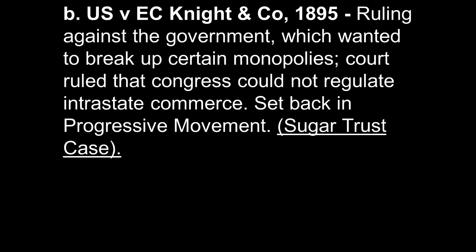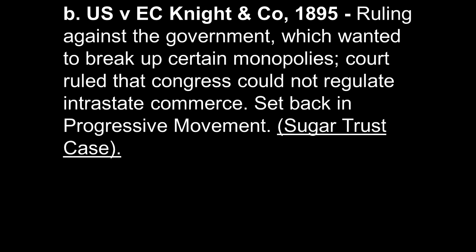So it was kind of misused for a good period of time. A good example of this would be the U.S. versus the E.C. Knight Company. Basically, it's a ruling against the government that wanted to break up certain monopolies. So this is the U.S. government petitioning to break up some monopolies. Now, the court ruled that Congress could not regulate intrastate commerce, that means commerce back and forth inside of a state. However, they could regulate interstate, or across state line, commerce.